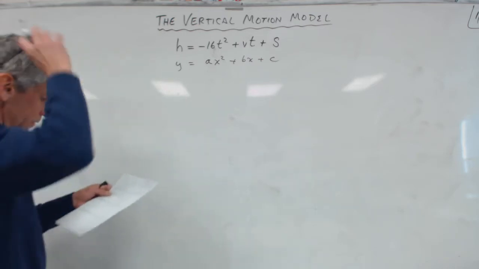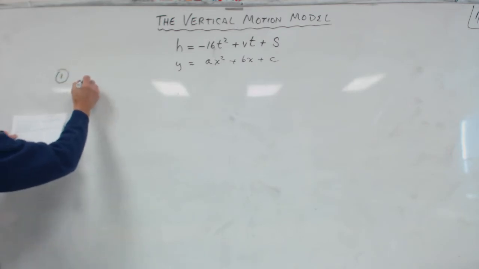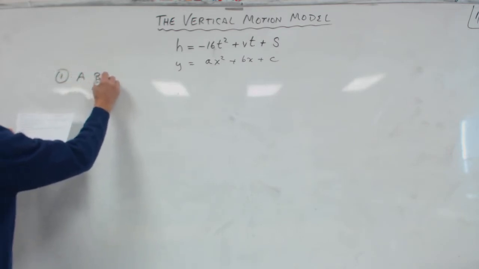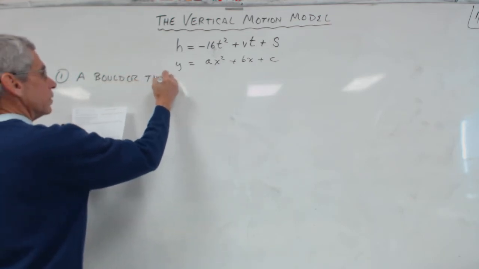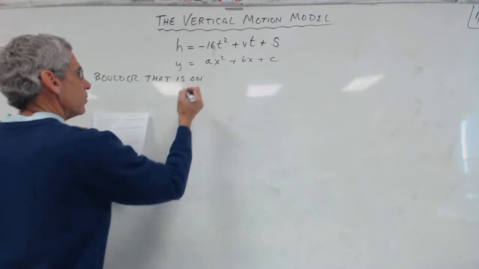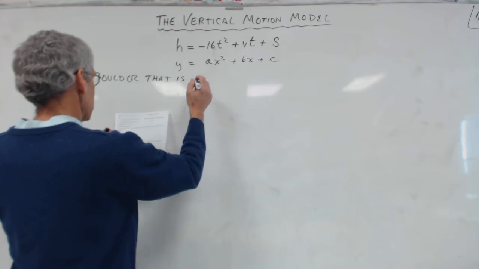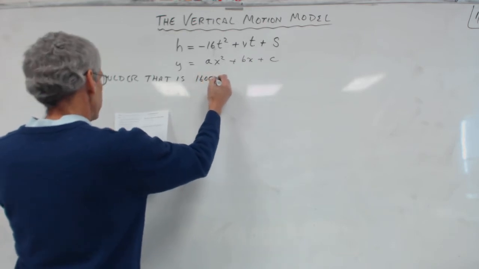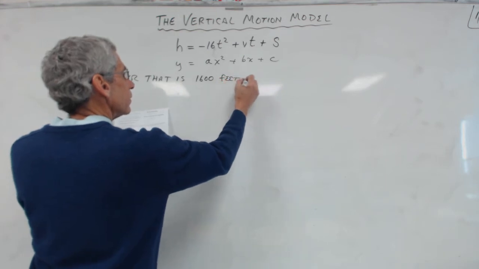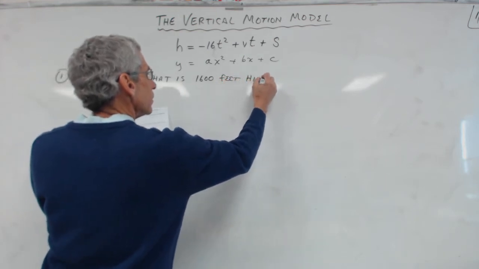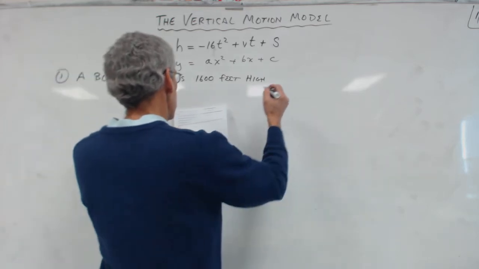So, okay, first one. Go ahead and write this down as I write it. A boulder that is 1,600 feet high suddenly falls off the edge. This is number 1 on the homework too.